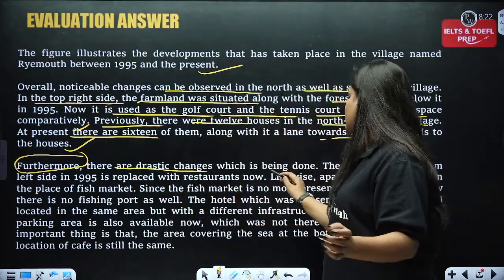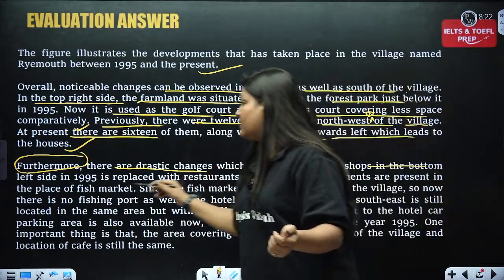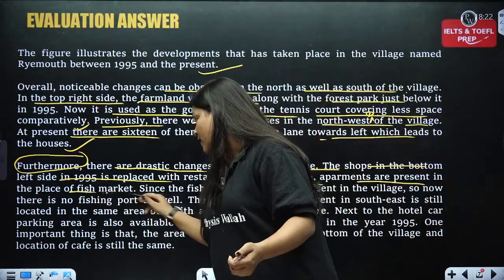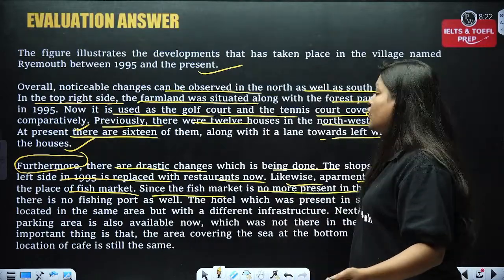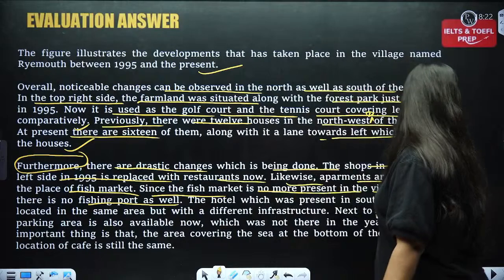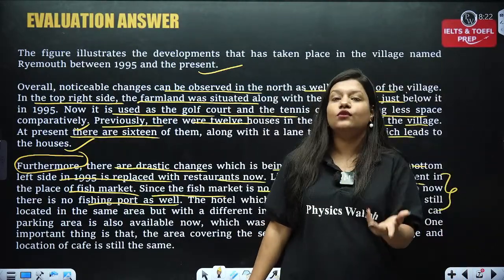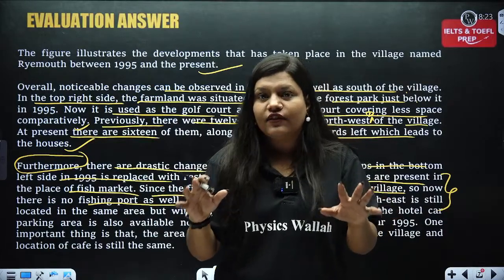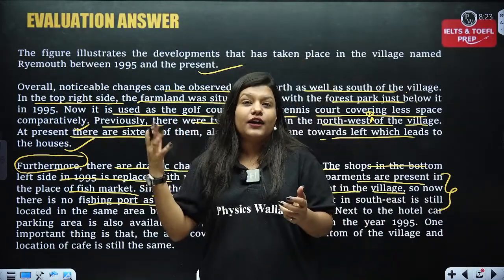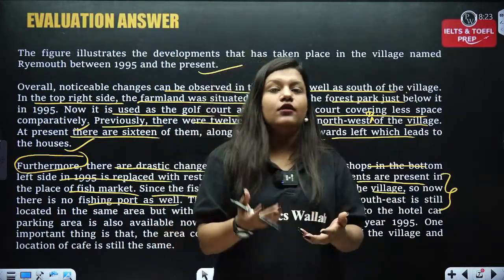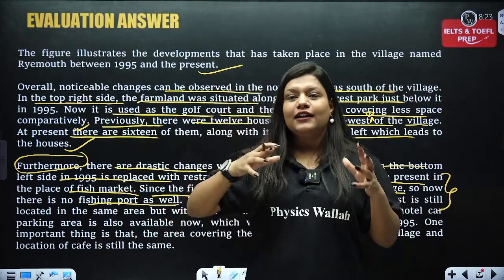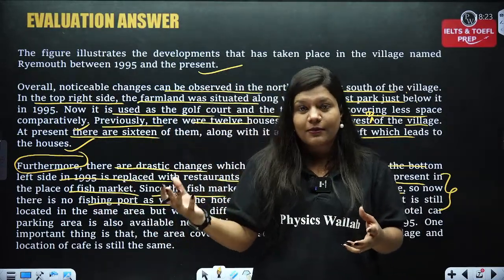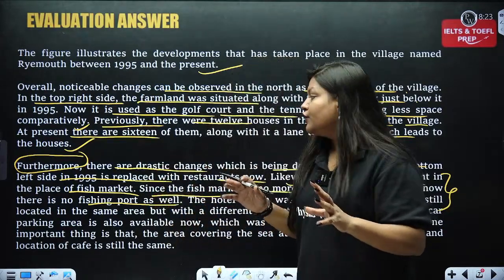Now, there are drastic changes which is being done. Okay. The shops in the bottom left side in 1995 is replaced with restaurants now. Okay. Likewise, apartments are present in the place of fish market. Since the fish market is no more present in the village, so now there is no fishing port as well. Now, this seems a bit elaborated, which seems like a little bit irrelevant, which was not needed. I know one thing, if you have already mentioned that it has been replaced by a certain thing, then just leave it. Don't try to repeat it, because when you over explain things, when you over mention things, then it starts becoming irrelevant content and it will just unnecessarily consume your word limit, which you can fairly use to mention the relevant information that is required, okay. So try not to elaborate on it much.